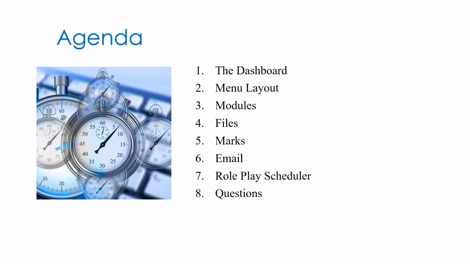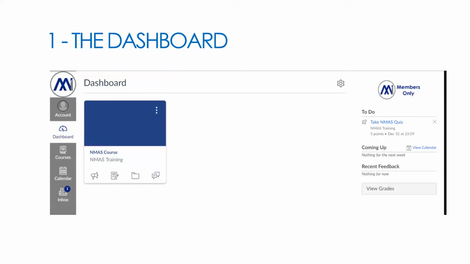Starting off with the dashboard, when you log into the learning management system, you'll see an output which looks very similar to this. The only difference is the course may be different because you may not be doing the NMAS course. So if you're doing the grad dip, it'll show the grad dip there. If you're doing another course, it'll show you the name of it. You may have more than one, depending on what you're doing. And this is where you select where you're going to dive in and study.